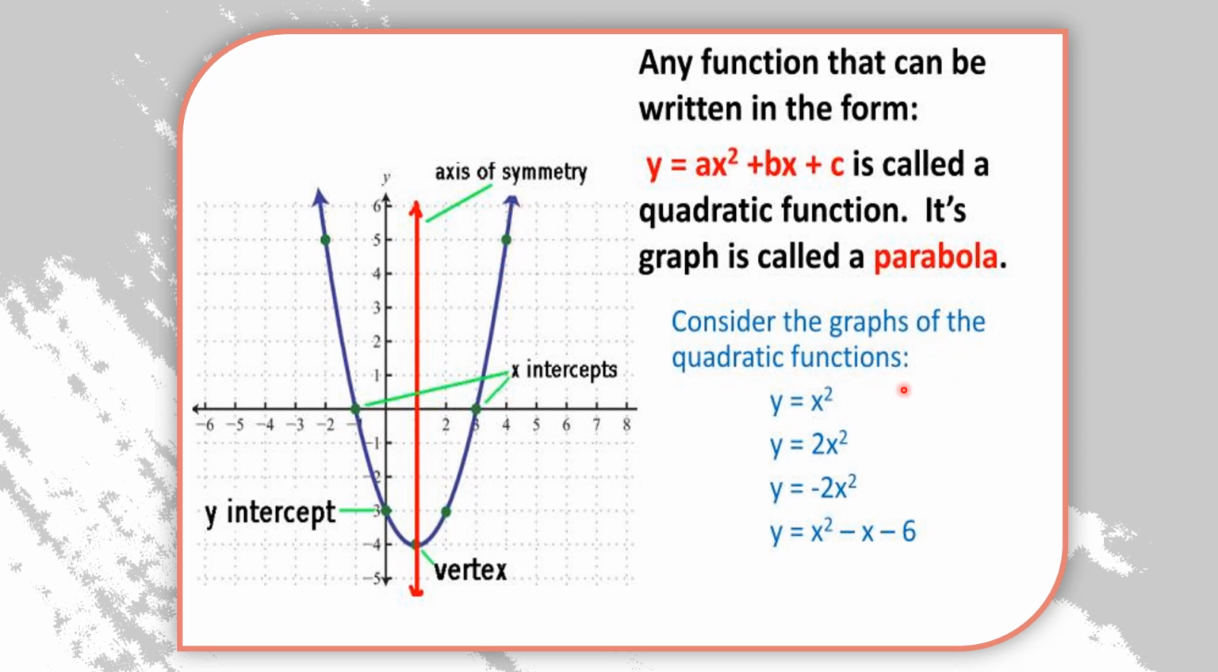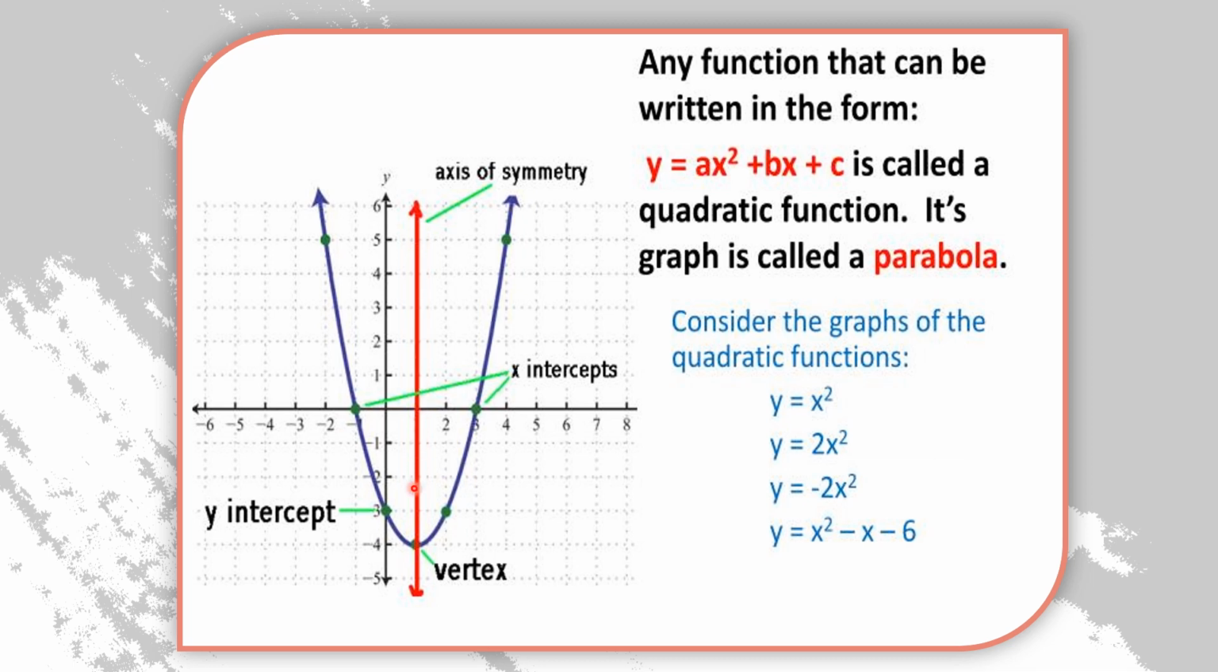Consider the graph of the given quadratic function. So ito ay graph ng y equals x squared. Pwede din graph ng y equals 2x squared, y equals negative 2x squared, and y equals x squared minus x minus 6. So in this given graph, ito yung tinatawag nating formula.